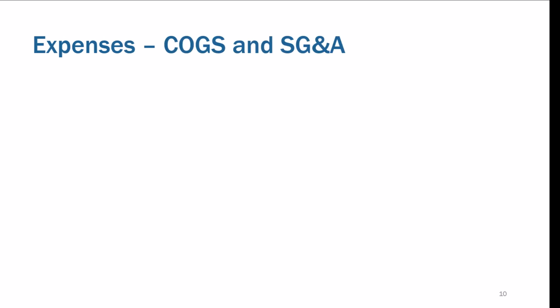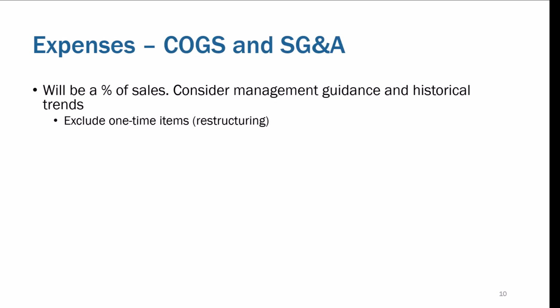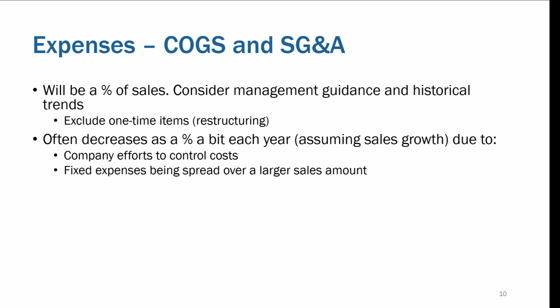Now, expenses like cost of goods sold and selling general administrative expenses, usually we're going to forecast those as a percentage of sales. And we're going to consider management guidance, but also look at a lot of historical trends. Again, we're going to show you an Excel file where we're going to do all this. If there were one-time items, restructurings, or impairments or something like that in a prior year, we would certainly want to exclude those going forward if they weren't expected to repeat.